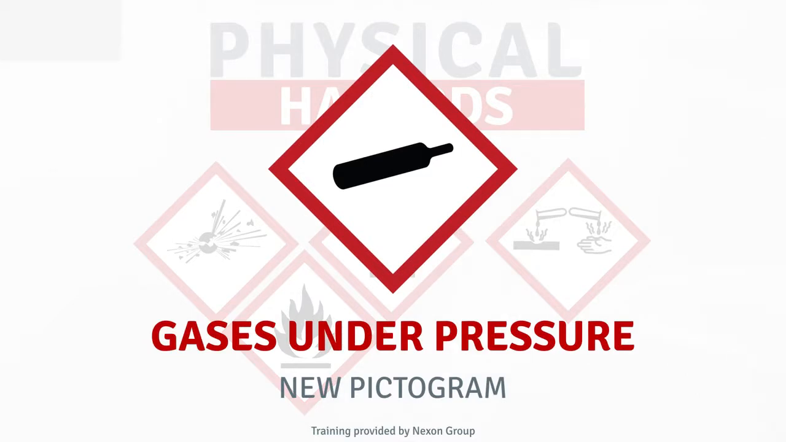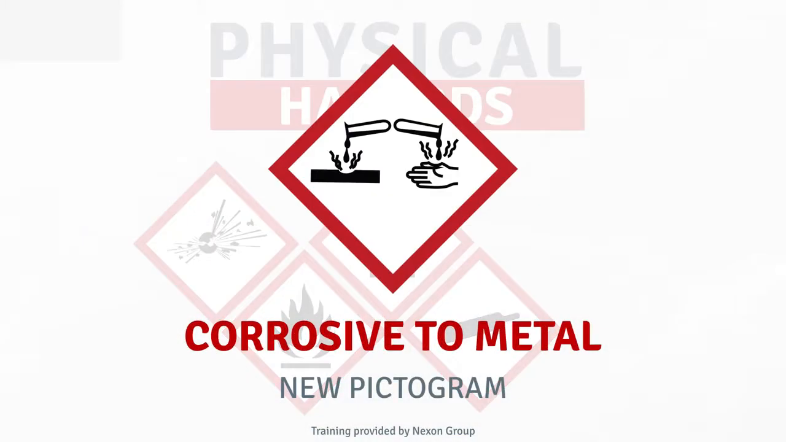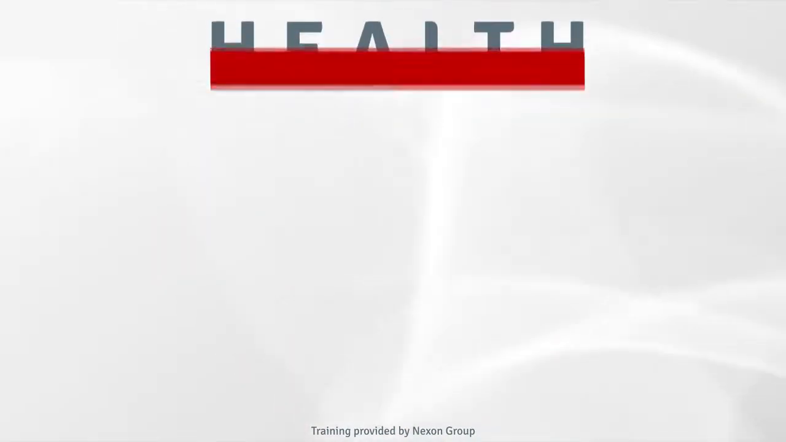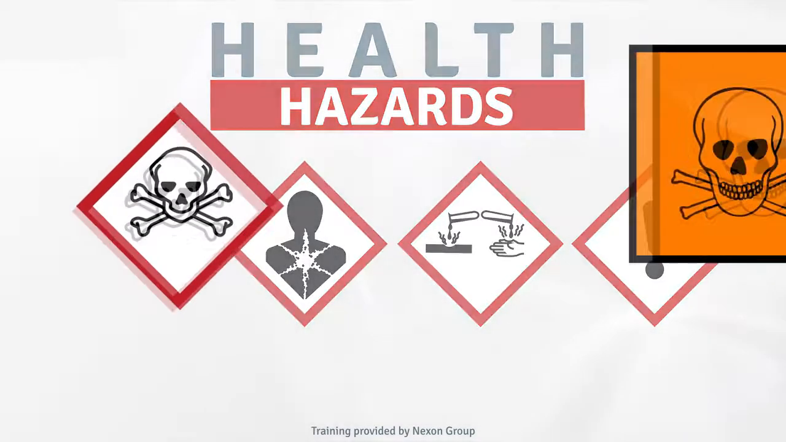Here is the pictogram for gases under pressure. This is a new hazard identified by CLP and there is no equivalent DPD symbol. This pictogram means that the chemical is corrosive to metal. We will also see the corrosive symbol in the health hazards section, meaning the chemical is corrosive to the human skin. Below are the 4 CLP pictograms for health hazards.